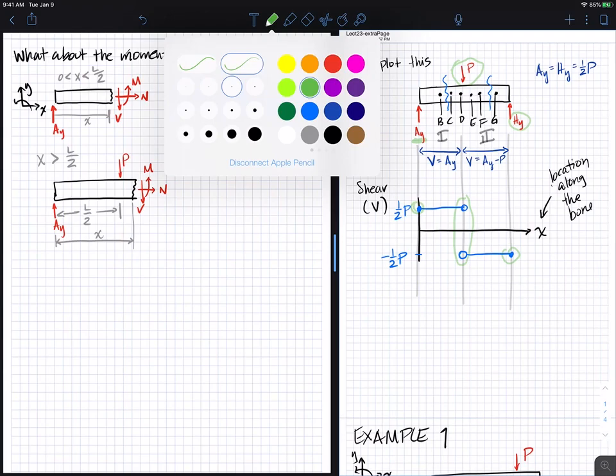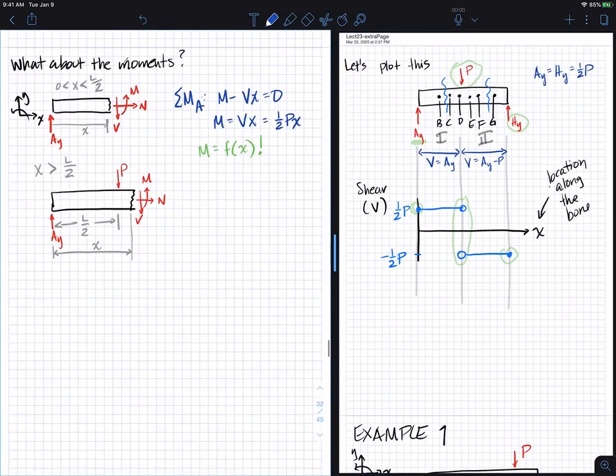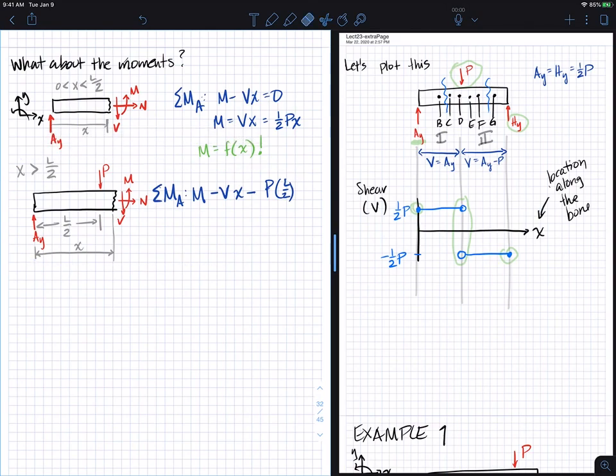So we can write our equation of equilibrium for moments. And we see that the sum of moments about A are now going to be a little bit more complicated. M positive, minus V times x, again x is just our distance to the cut, minus P times, now the moment arm for P is fixed, right? It's just L over 2 now, equals 0. I'm going to scooch this over and clean this up a little bit.